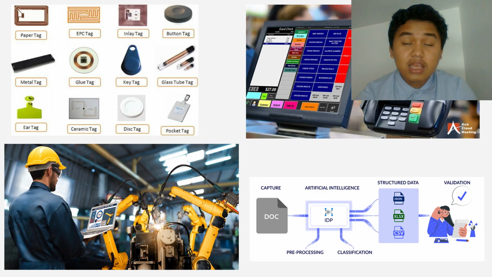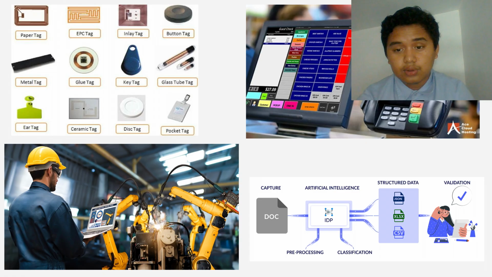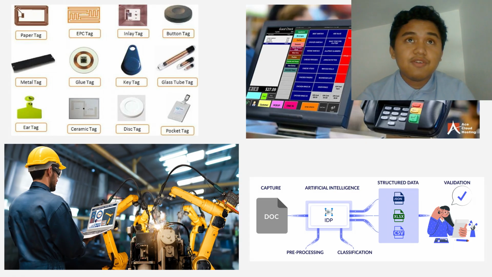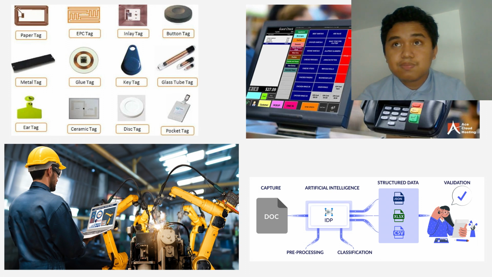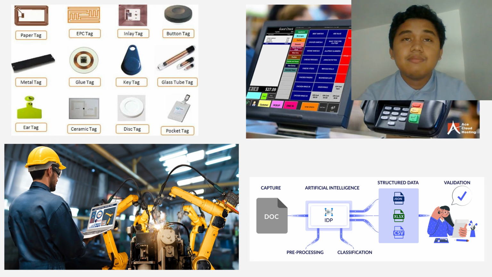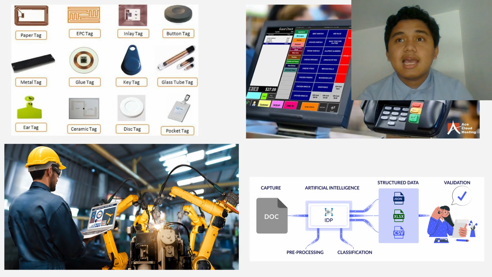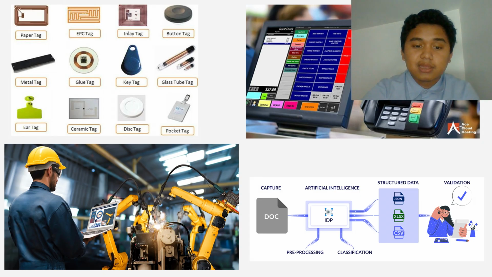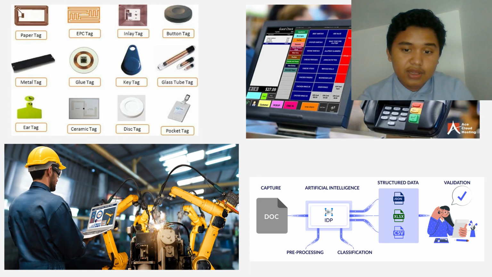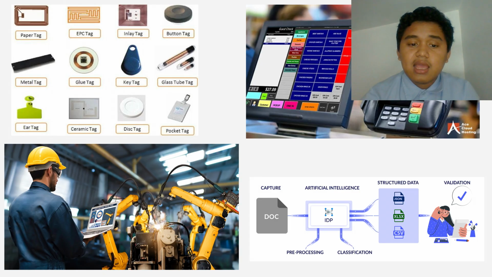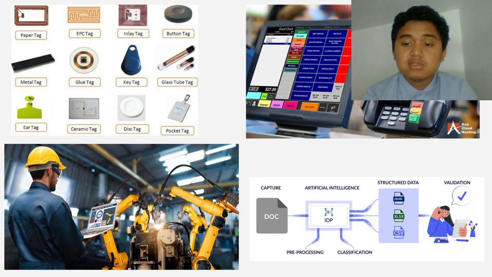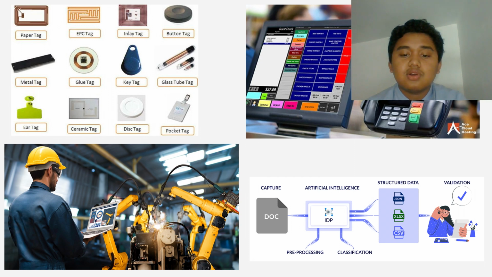Next, we have the ear tags. These are often seen on animals like cows and bulls, often used as identification, and to indicate the expected time of harvest. When I mean harvest, it is like gathering the milk of the cow or gathering the meat of the cow. Next, we have the ceramic tag. It is a type of radio frequency identification tag that utilizes a ceramic substrate for its antenna and chip. Next, we have the disc tag, a small coin-shaped RFID transponder used to identify and track on non-metal surfaces. Next, we have the pocket tag. It is an embedded inlay that is difficult to remove from the garment.